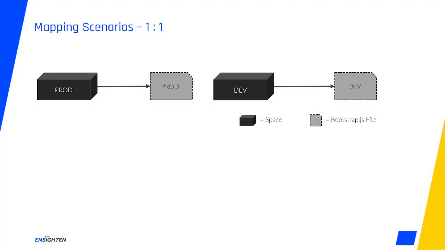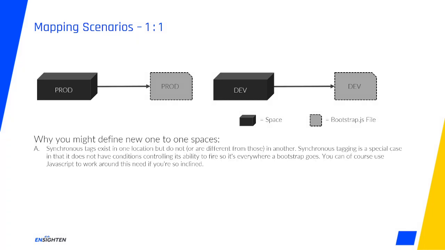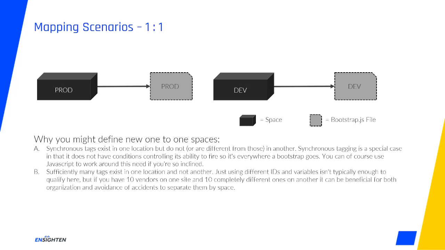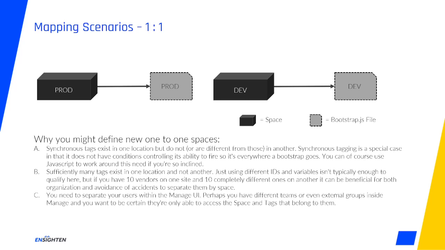Good reasons for defining separate spaces are: synchronous tags exist in one location, but do not or are different from those in another. Synchronous tagging is a special case in that it does not have conditions controlling its ability to fire somewhere, so it's everywhere a Bootstrap goes. You can, of course, use JavaScript to work around this need if you're so inclined. Sufficiently many tags existing in one location and not another. Just using different IDs or variables isn't typically enough to qualify here, but if you have 10 vendors on one side and 10 completely different ones on another, it can be beneficial for both organization and avoidance of accidents to separate them by space.